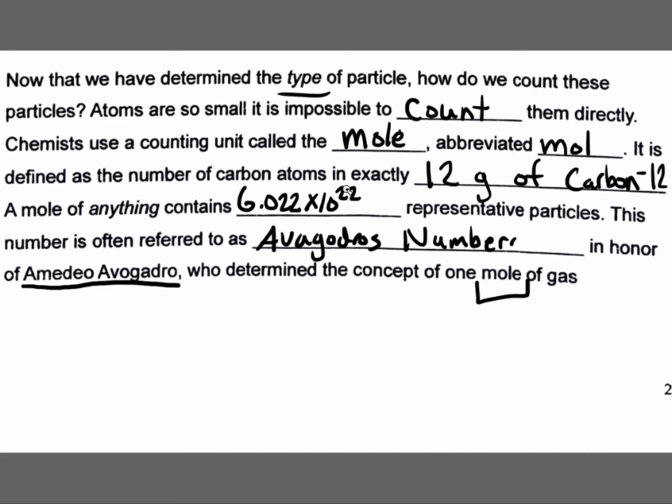Actually, it's not 22, it's 23. Sorry about that. I got stuck on 22 because of this, but it's 6. Let me fix that. It's going to bother me. So 6.022 times 10 to the 23rd power of representative particles, which is a really, really big number.